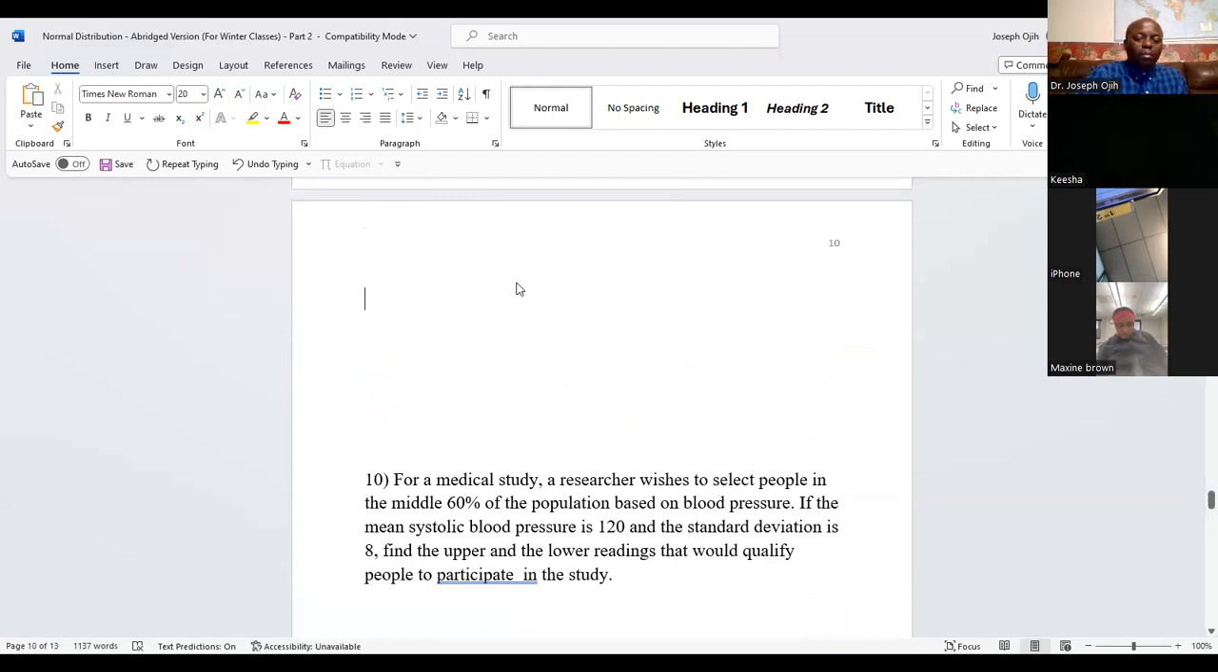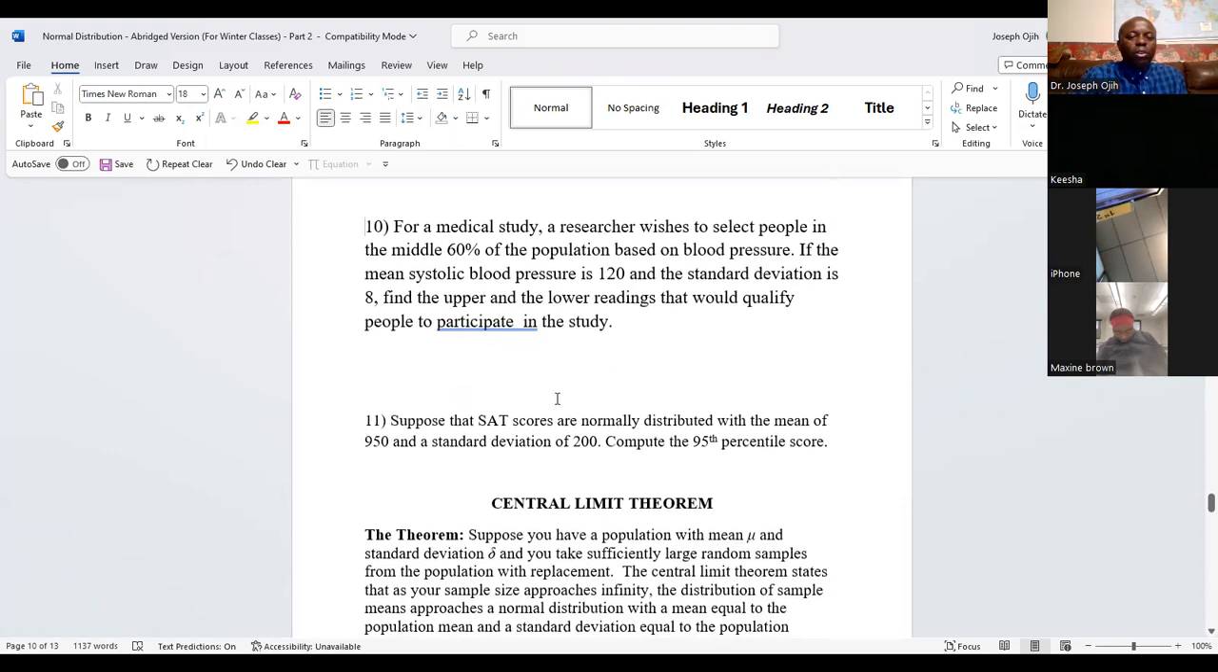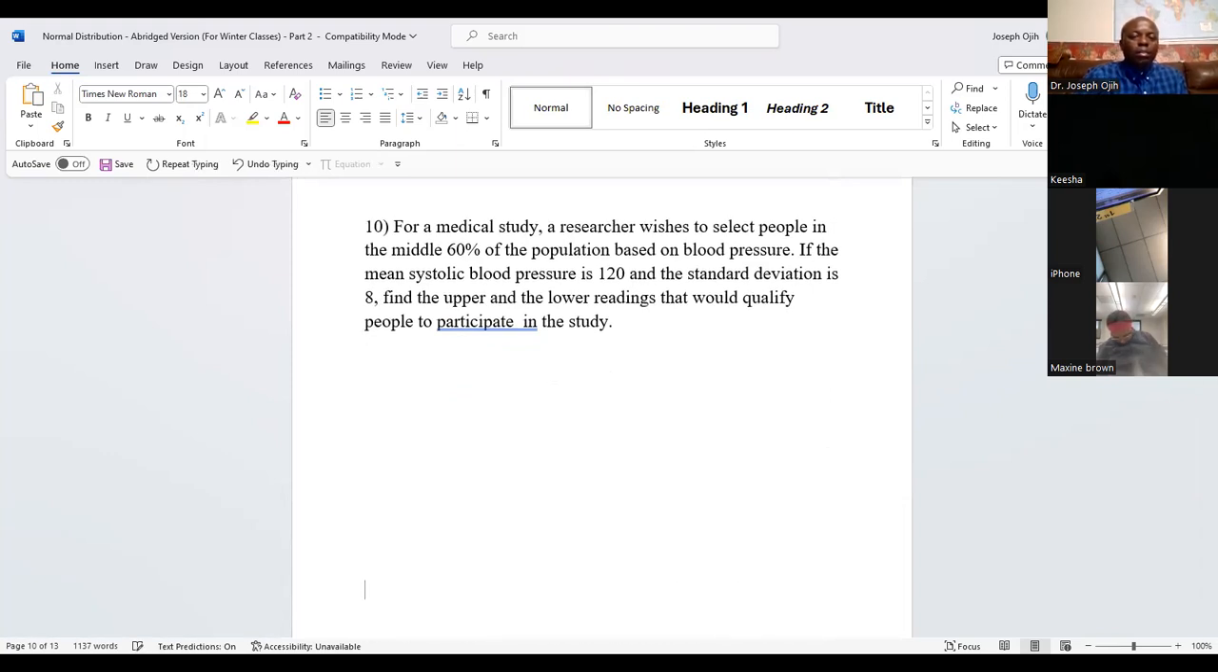It says here, for a medical study, a researcher wishes to select people in the middle 60% of the population based on blood pressure. If the mean systolic blood pressure is 120 and the standard deviation is 8, find the upper and lower readings that will qualify people for the study. Make sure you read the question carefully so you can understand what they are looking for here. It says middle 60%.